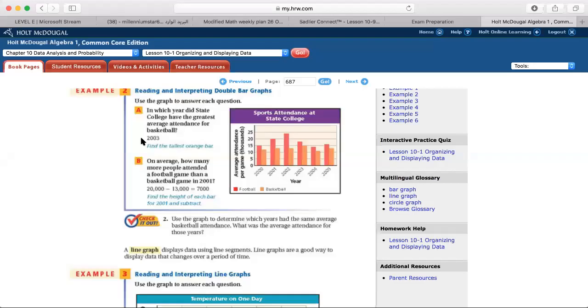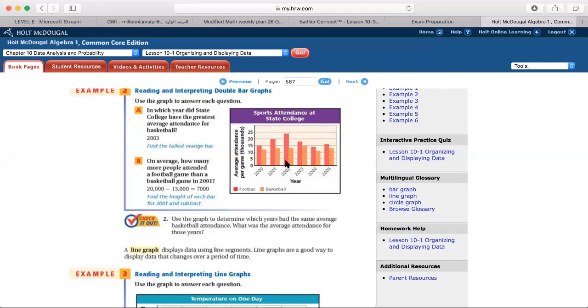Let's again try to share the screen. Yes, it's working. Now we can see reading and interpreting double bar graphs. Use the graph to answer each question. A. In which year did State College have the greatest average attendance for basketball?